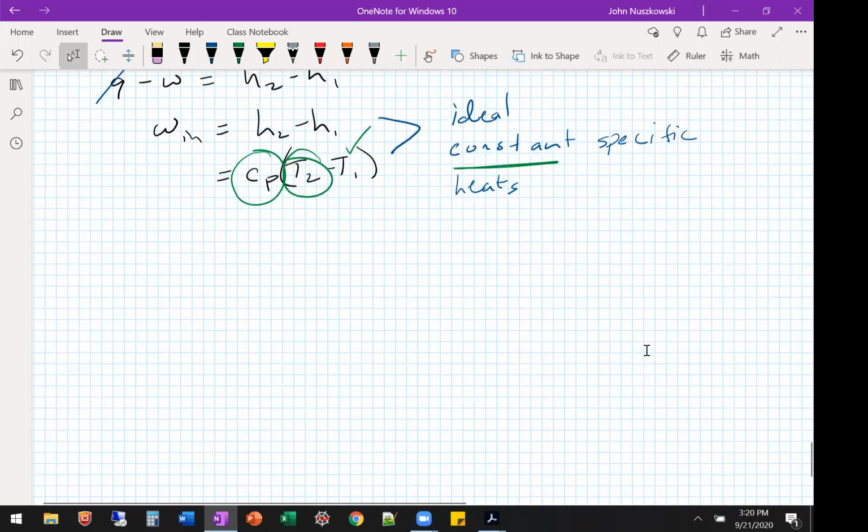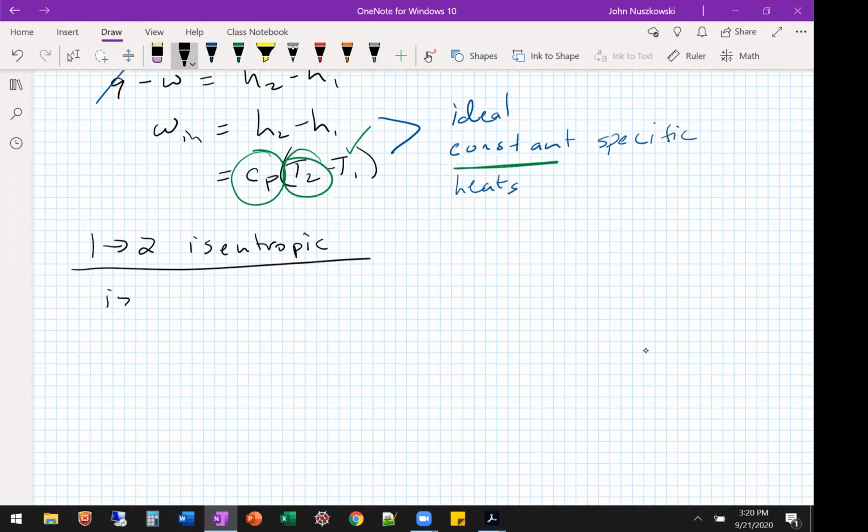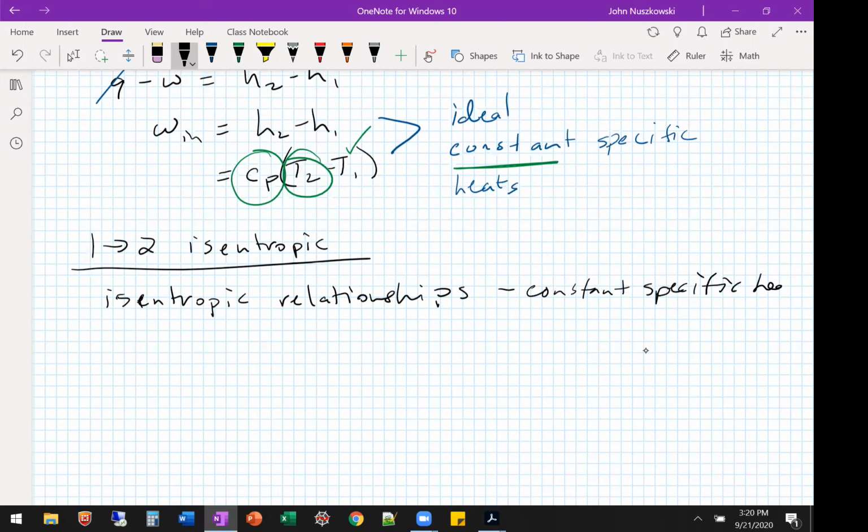So we can use that. We have 1 to 2, it's isentropic, right? So we have isentropic relationships. But this time it's constant specific heat. Okay, last class we did variable. So on your equation sheet, there are 2 versions for constant specific heats.